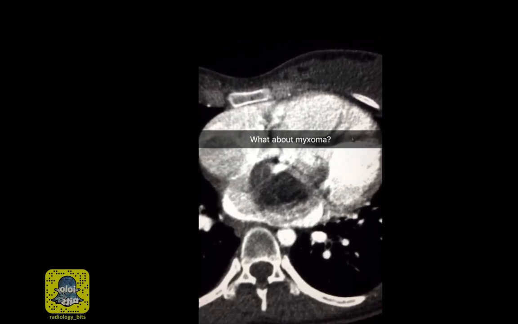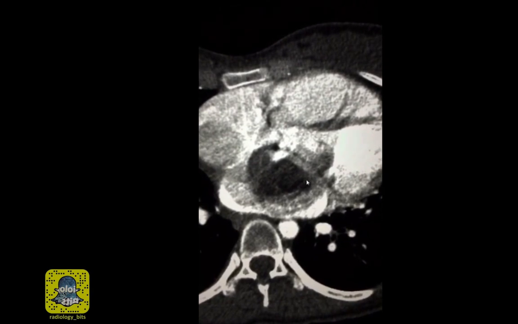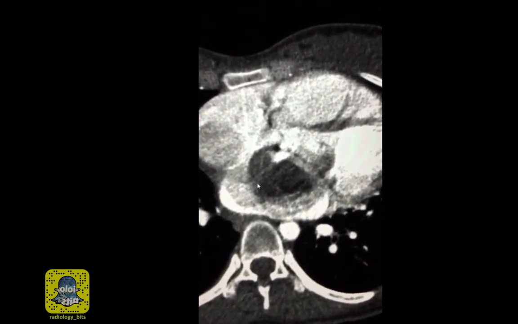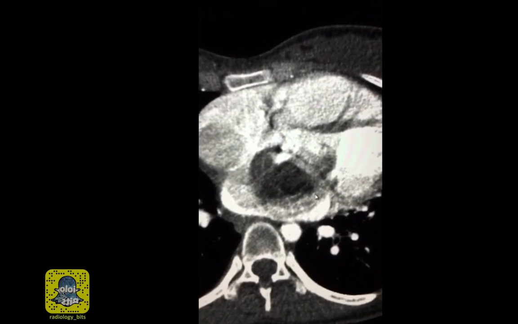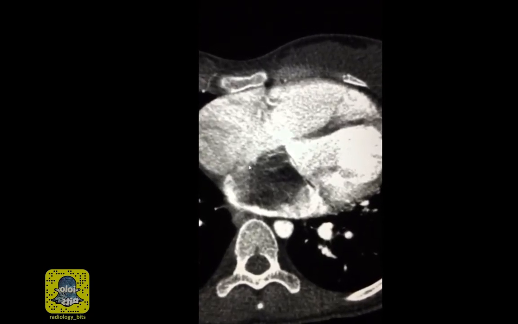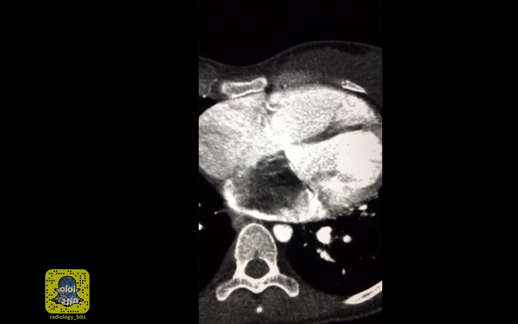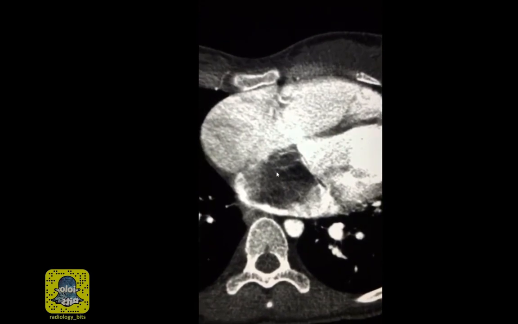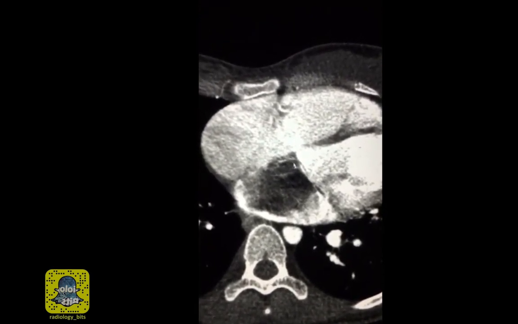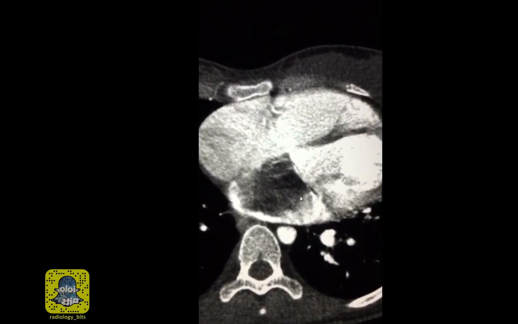So let's talk a little bit about atrial myxoma. As we said, it's the most common primary cardiac tumor. It's the most common benign cardiac tumor. It's classically seen in the left atrium. Another classic feature is that it's typically associated with an attachment to the interatrial septum. And this attachment could be broad-based, giving a sessile lesion, or like a stalk, giving a pedunculated lesion.